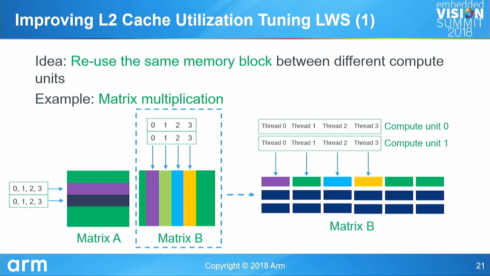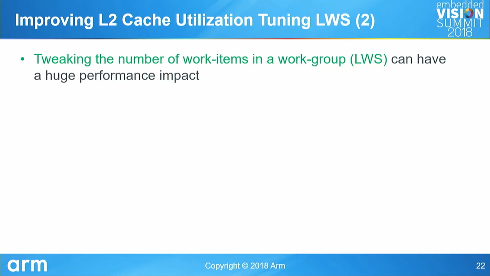Let's zoom in on the matrix B. This is more or less the situation. We have the same number of threads per compute unit, 4 and 4. And we are going to reuse the elements of compute unit 0, for instance, in compute unit 1. This looks trivial. This looks good, but it's not trivial at all. Essentially, for improving the L2 cache utilization, we need to play on the local workgroup, okay? Tweaking the number of work items in a workgroup can have a huge performance impact.